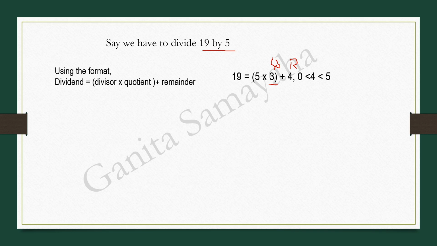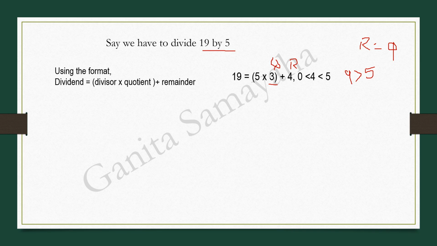No, we cannot, because in that case the remainder would have become 9, and this remainder would be greater than our divisor. What is our divisor? 5. 5 is our divisor. The remainder cannot be greater than the divisor, and 9 becomes greater than the divisor. We must always have the remainder less than the divisor. This means that we can divide it further, isn't it? So we cannot write this as 5 into 2 plus 9.